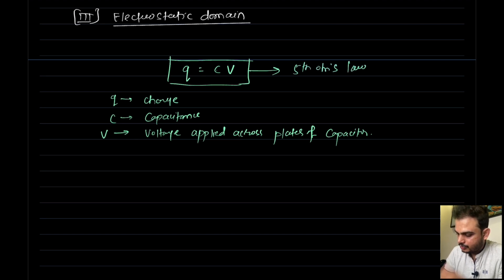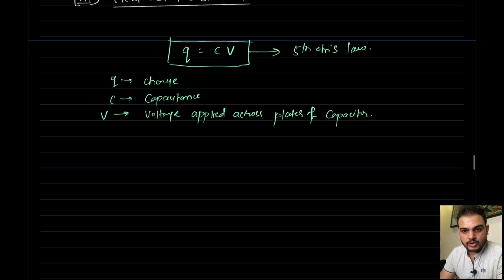Fifth Ohm's law for EMF model. In the distributed model, in the absolute model, now what will we do? We will derive the sixth Ohm's law for the capacitor for the electric circuit. From this we will derive our sixth Ohm's law for the electric circuit for the capacitor.